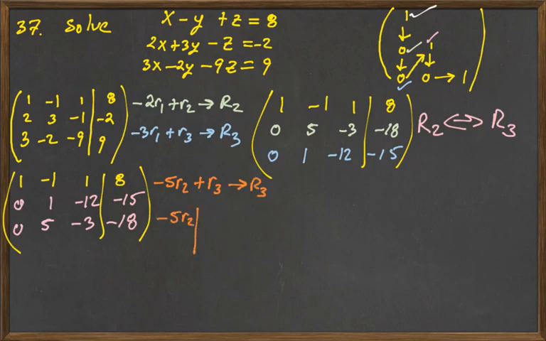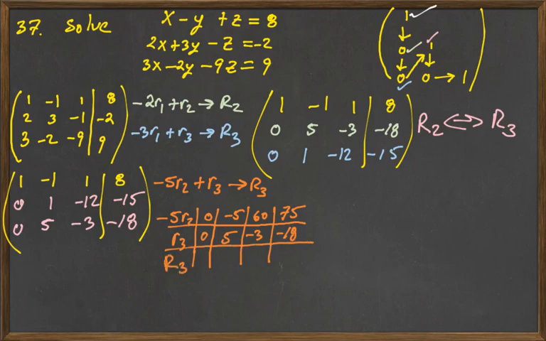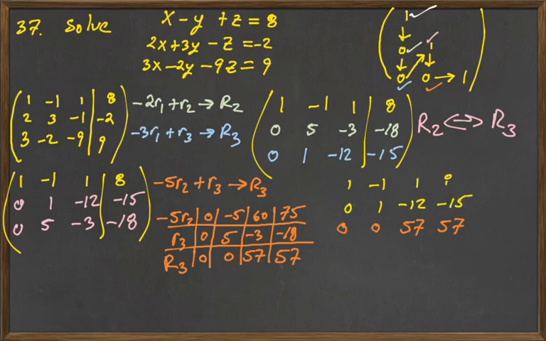Negative 5 row 2 will be 0, negative 5, 60, and 75. Row 3 is 0, 5, negative 3, and negative 18. New row 3: 0, 0, 57, and 57. So this looks like it was rigged to be pretty nice. New row 3: 0, 0, 57, 57. And then there is row 2 and row 1. So we've gotten almost done there. We've taken care of the first 2 columns.